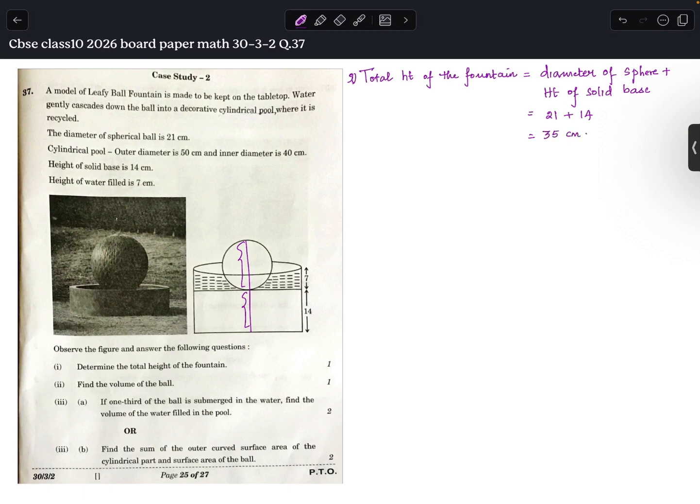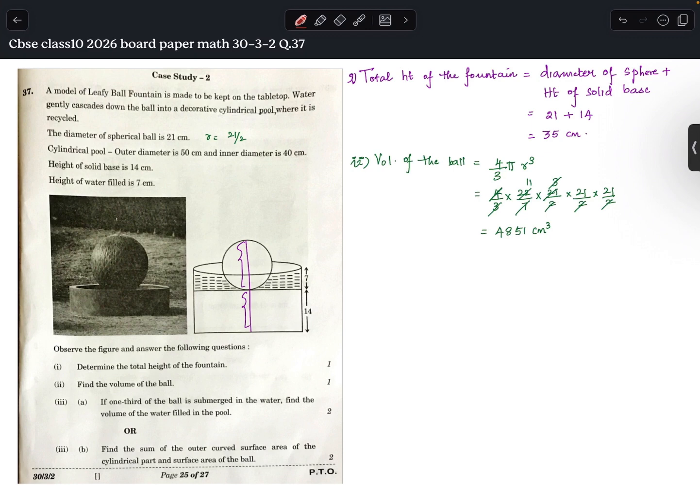Question 2. Find the volume of the ball. Volume of the ball is equal to 4 by 3 pi r cube, which is 4 by 3 times pi, which can be taken as 22 upon 7, and r for the sphere is 21 by 2. On calculating, we get 4851 centimeter cube.